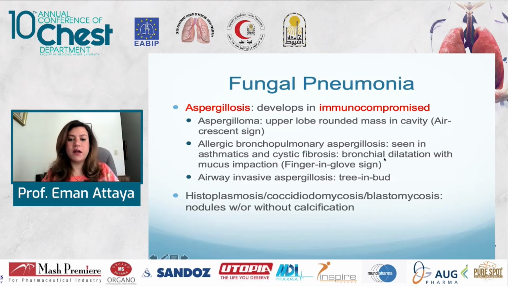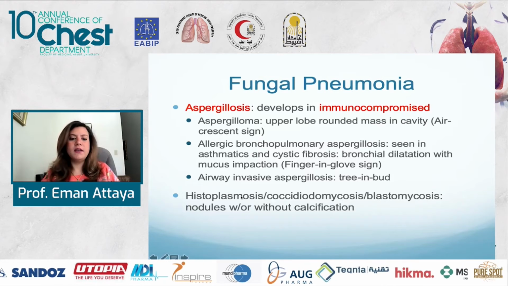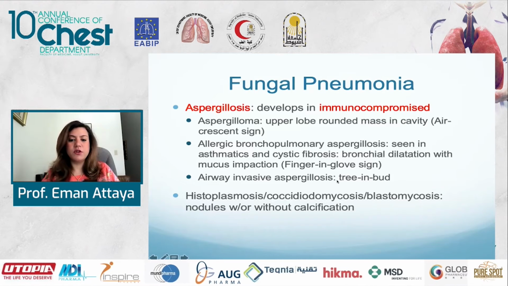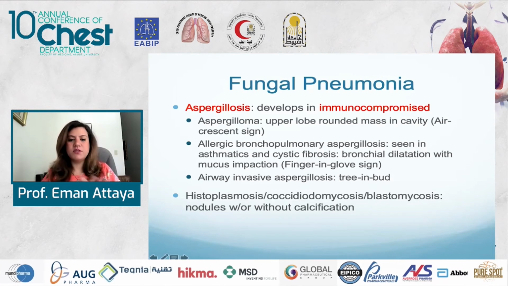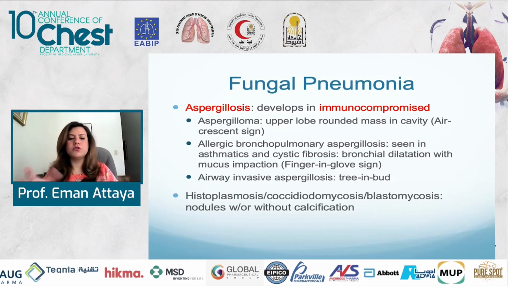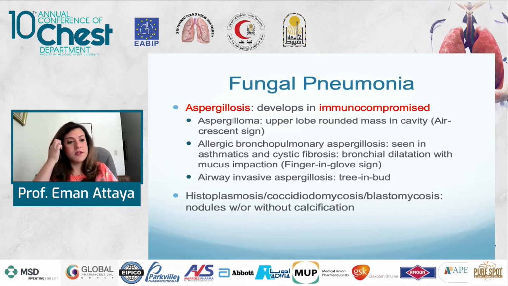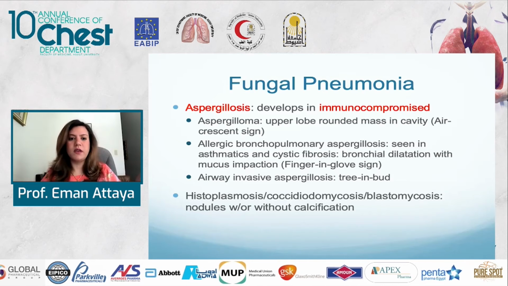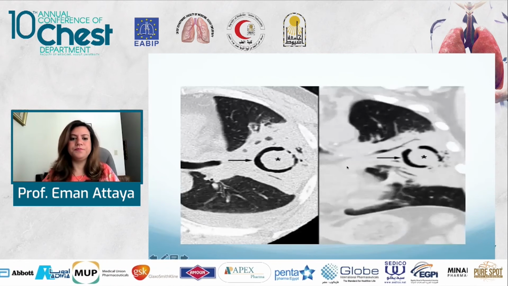It's the finger and glove sign. So you get bronchial dilatation with mucus impaction, and with airway invasive aspergillosis you'll see tree and bud opacities. And histoplasmosis, those are usually nodules with or without calcifications. That's common here in the Southwest US. So a lot of scans that we read have these calcified granulomas or nodules.